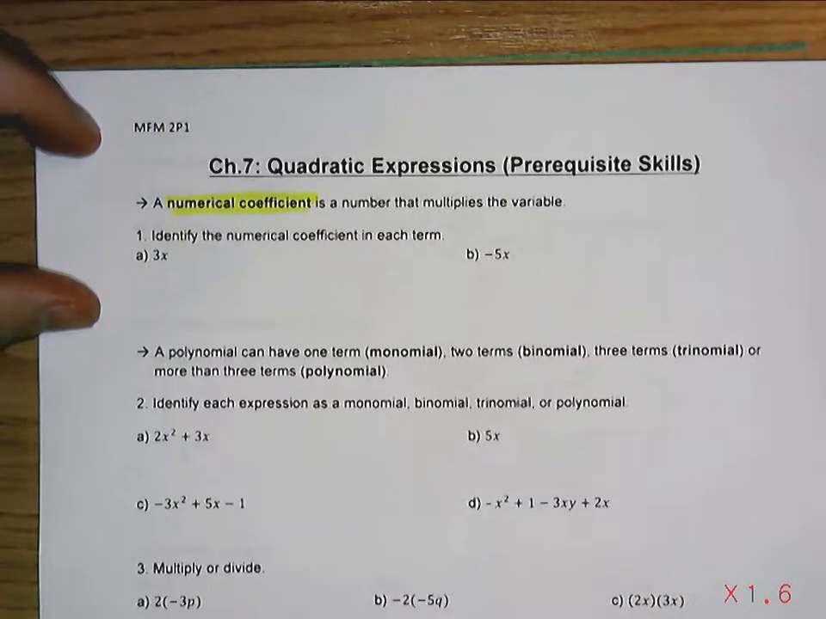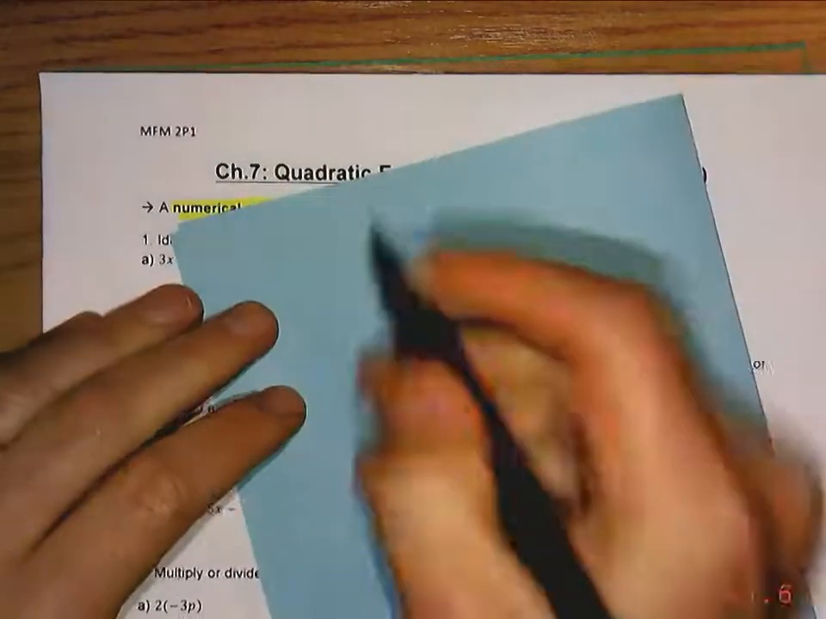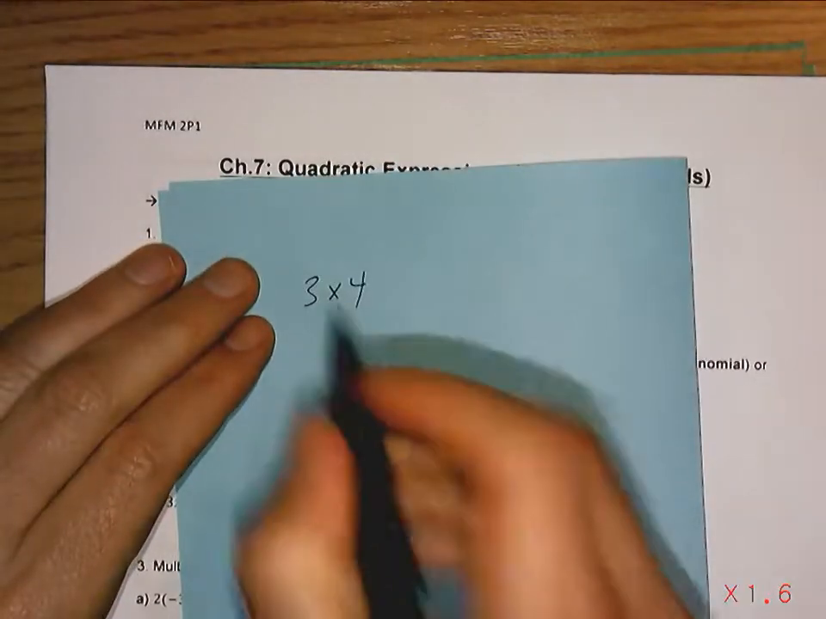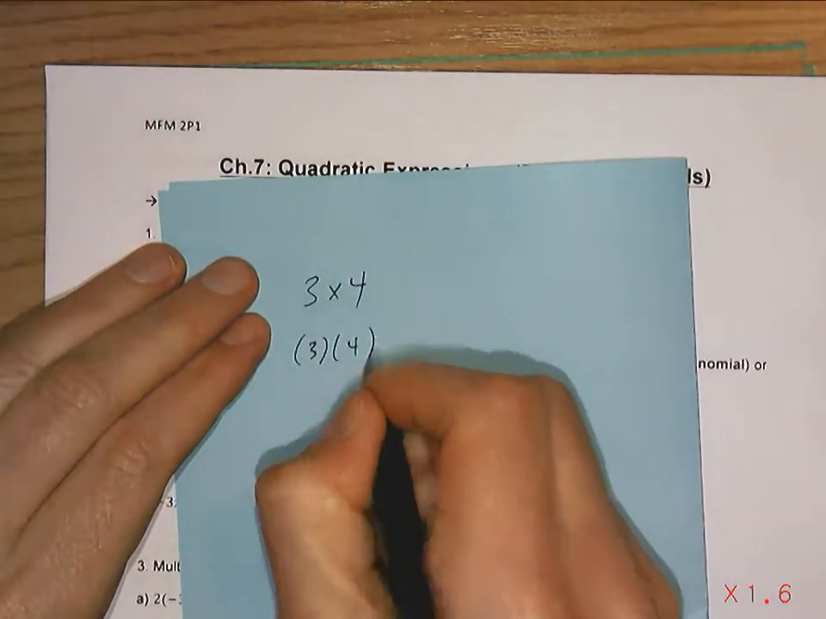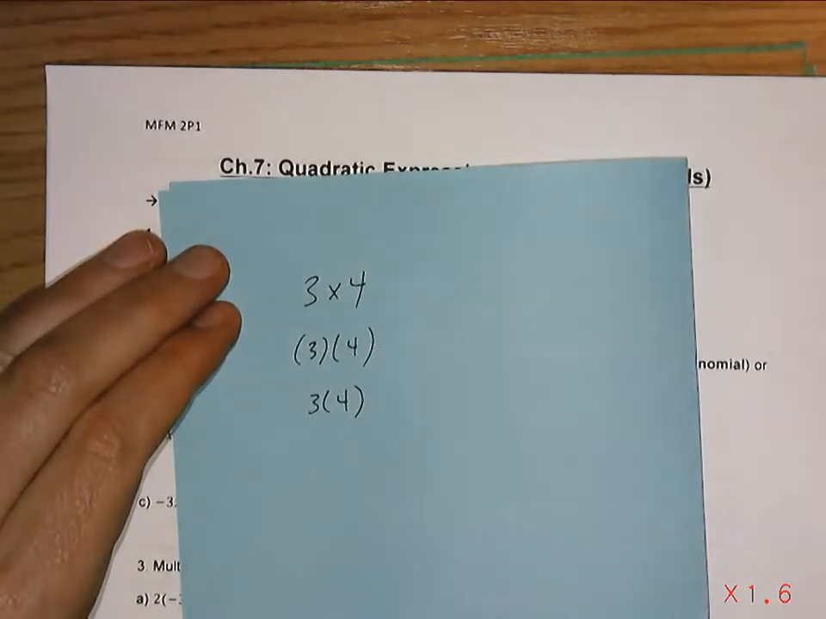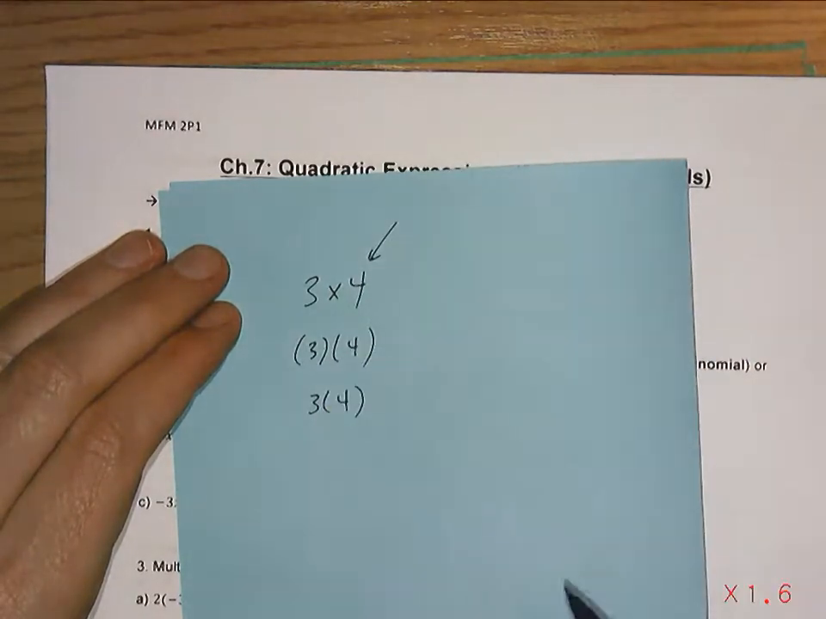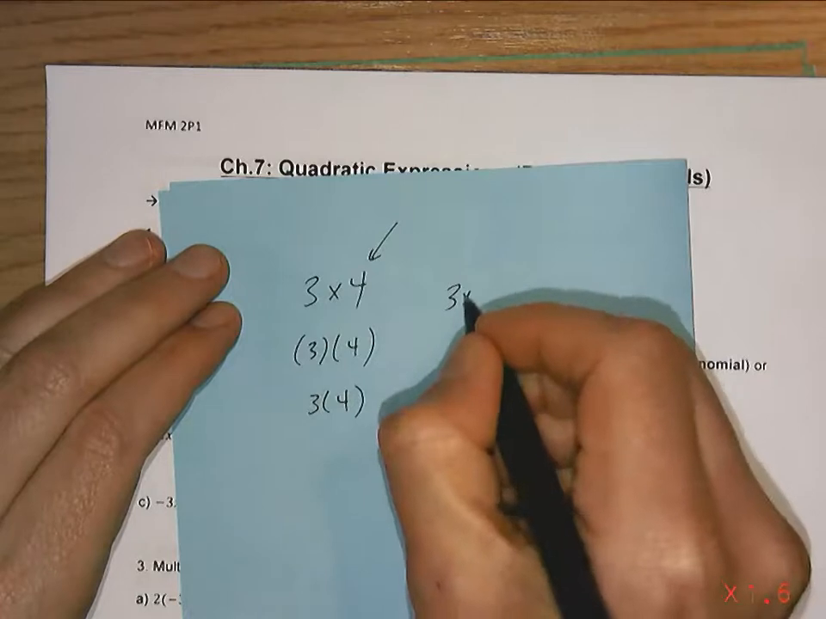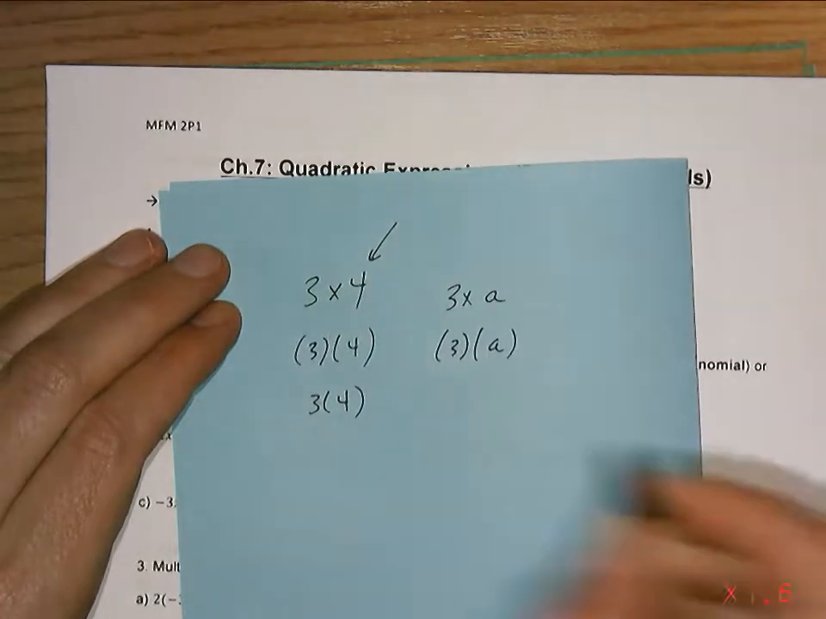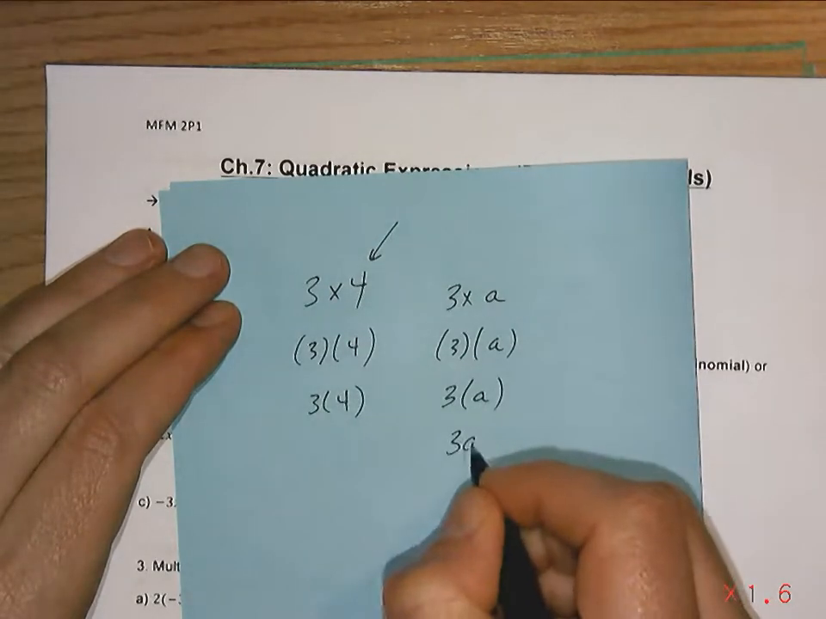Now remember, when we show multiplication, there's all sorts of ways of showing multiplication. Here's one way of showing multiplication. We could show 3 times 4. And that's a perfectly fine way of showing multiplication. We could also show multiplication with a dot, or with brackets. These are all different ways of showing multiplication of 3 times 4. Now, when that 4 becomes a variable, let's call it an a, you could have 3 times a, 3 dot a, 3 in brackets a, and a new one that could be 3a.